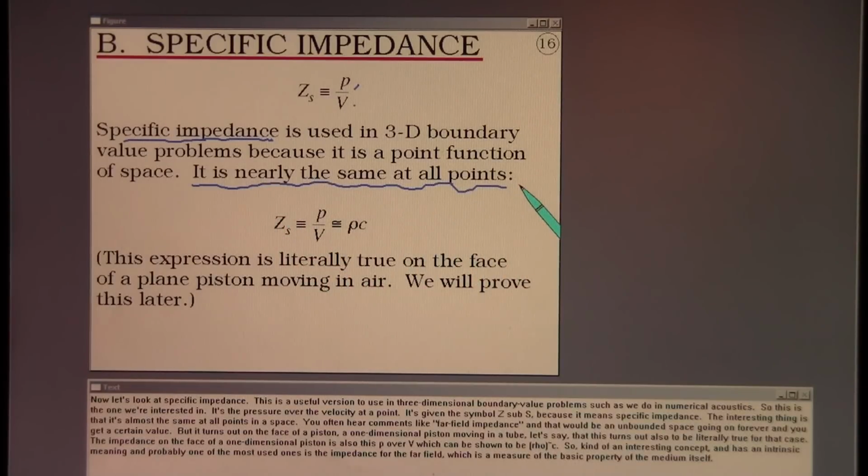You often hear comments like far field impedance, and that would be an unbounded space going on forever, and you get a certain value. But it turns out on the face of a piston, a one-dimensional piston moving in a tube, let's say, that this turns out also to be literally true for that case. The impedance on the face of a one-dimensional piston is also this P over V, which can be shown to be rho C. And so, kind of an interesting concept, and has an intrinsic meaning, and probably one of the most used ones is the impedance for the far field, which is a measure of the basic property of the medium itself.